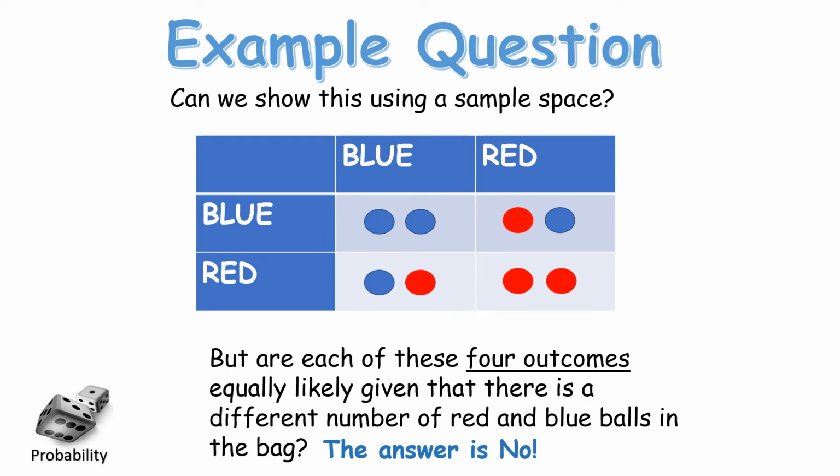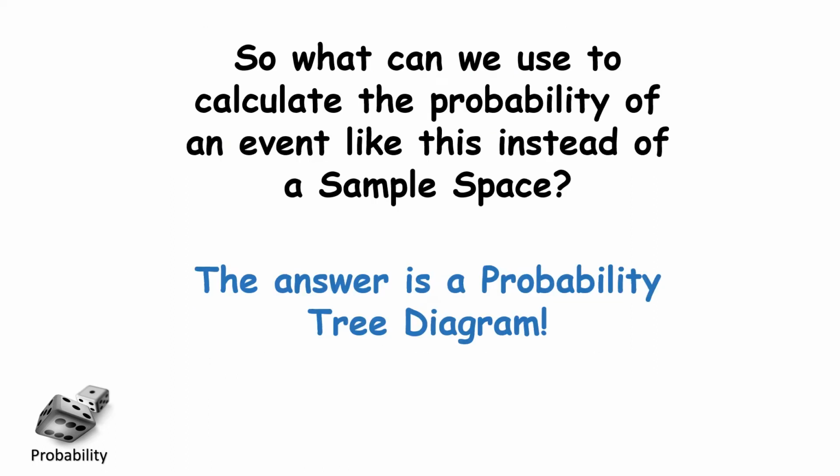But are each of these 4 outcomes equally likely given that there's a different number of red and blue balls in the bag? And the answer is no. So you might think you have the same chance of getting all 4, but you're not, because if you go back to the question, we had more of one ball than we had of the other. So in this case, because they're not all equally likely, we're going to use something called a probability tree diagram.